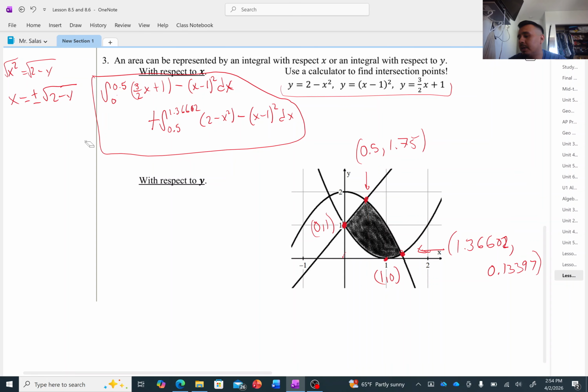Let me erase this line here. So my parabola, my negative parabola, was this one right here. Is this on the positive side of y or on the negative side of y? This is on the positive side of y, right? So I'm not going to use the negative version. So I'm just going to say x is equal to square root of 2 minus y. Perfect. I'm just going to use the positive version because for the negative version, there's nothing on this side. On the positive side, that's where my graph is. That's where my shaded region is.